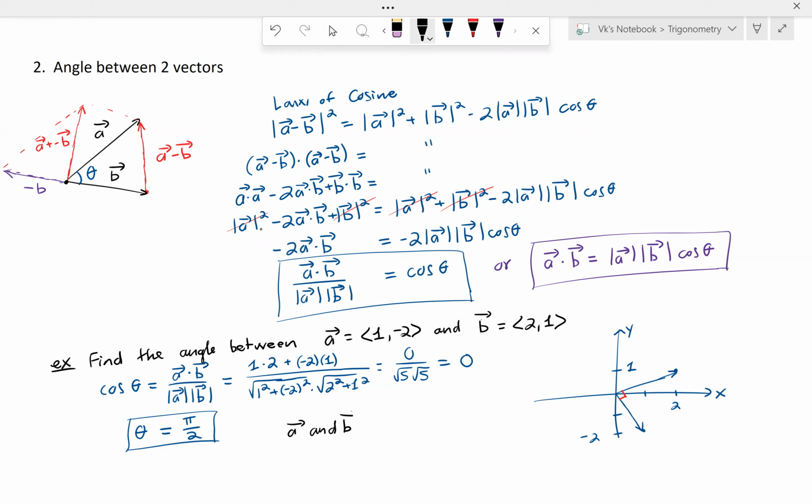A and B are orthogonal if the angle between them is pi over 2 or the dot product is 0.